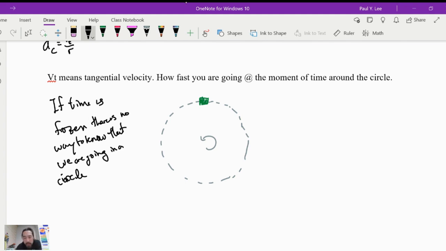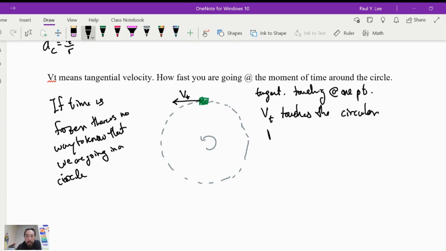And so the tangential velocity is the velocity that the object is going at in a moment of time. The word tangent, in terms of math, means touching at one point, and the thing that's touching at one point would be the velocity vector, v sub t. So the velocity vector touches the circular path at one point, and that one point is usually where the object is.